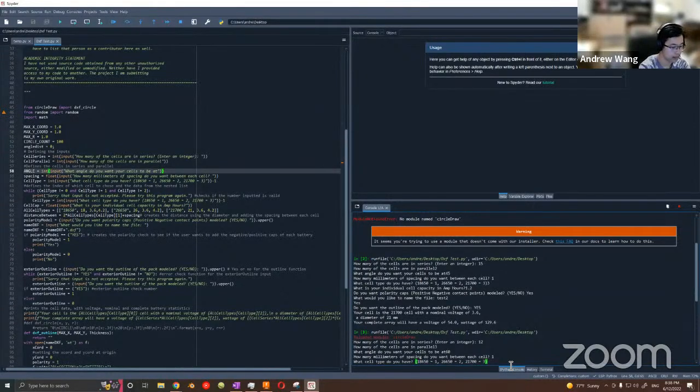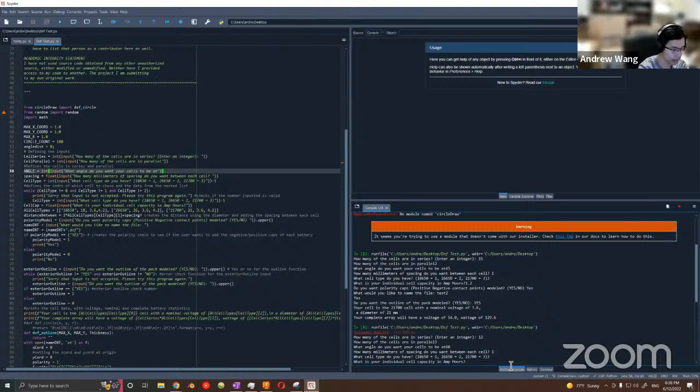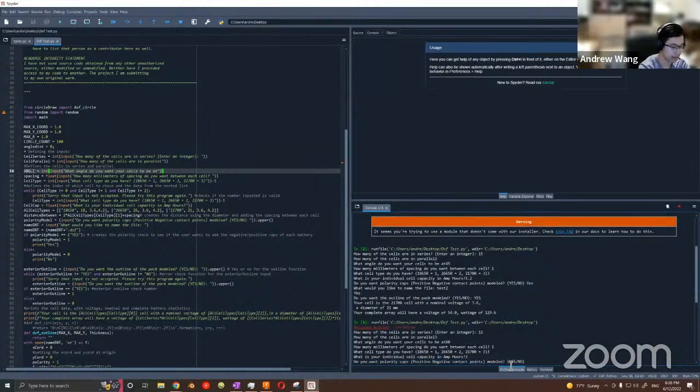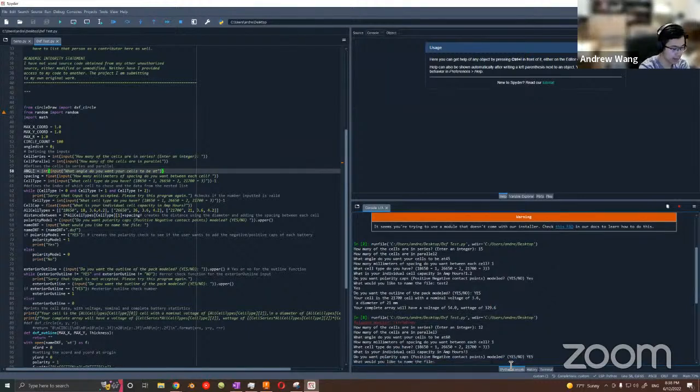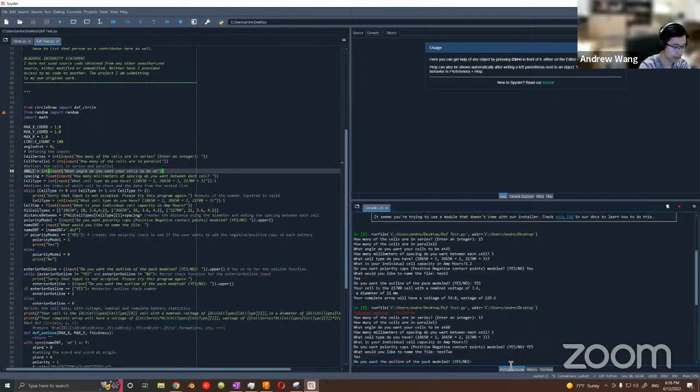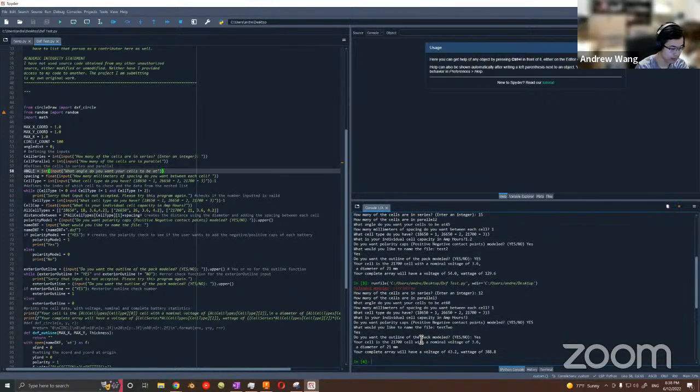So I'm going to give it a 21700, which is the one I use in my electric skateboard. They're pretty large. What is the individual cell capacity? I'm going to give it 3 amp hours. Polarity caps, yes, I'm going to give it polarity caps because cells have a positive and a negative sign, and I want to model that. So yes. Would you like to name the file? I'm going to give it test2. Yes. And I calculate over here.